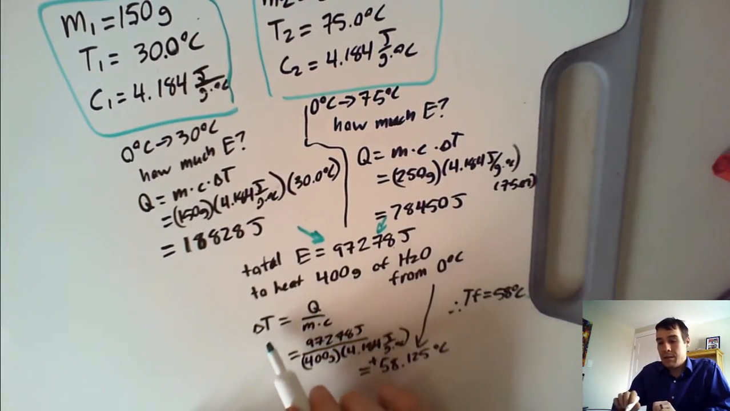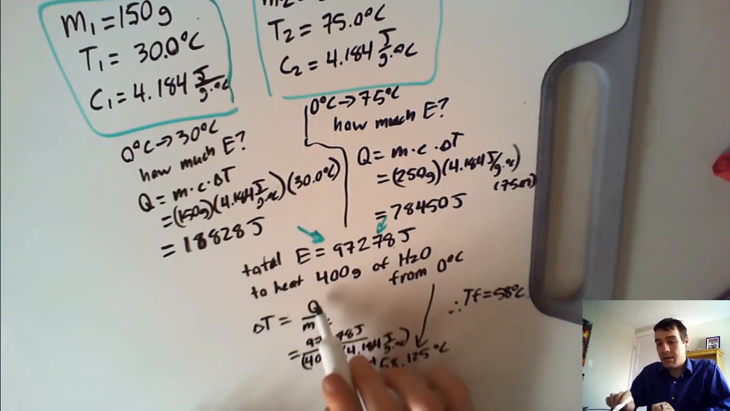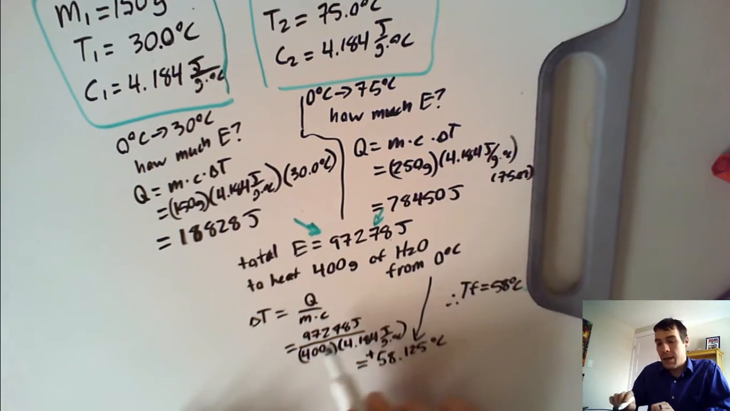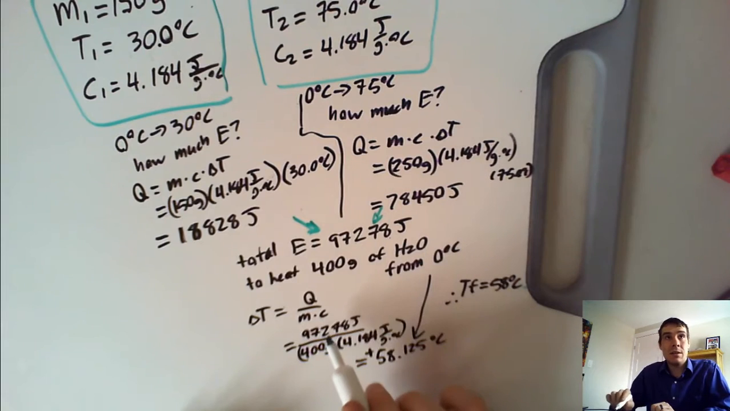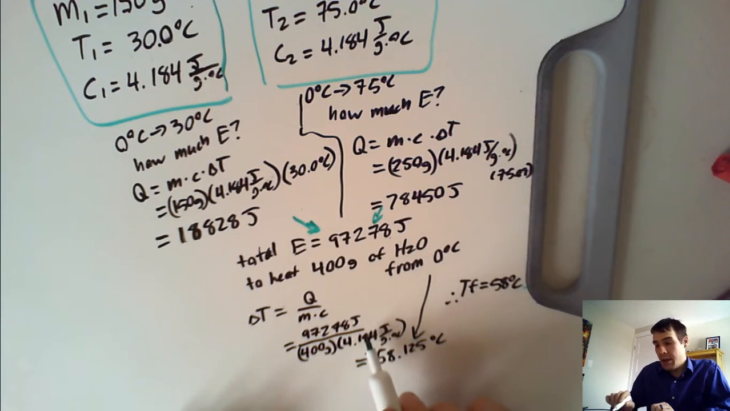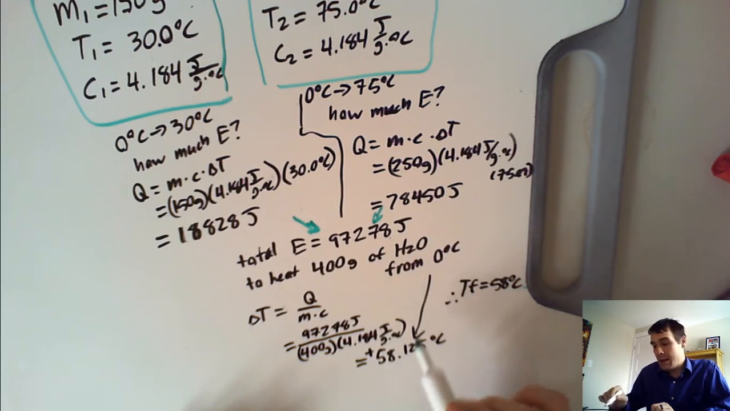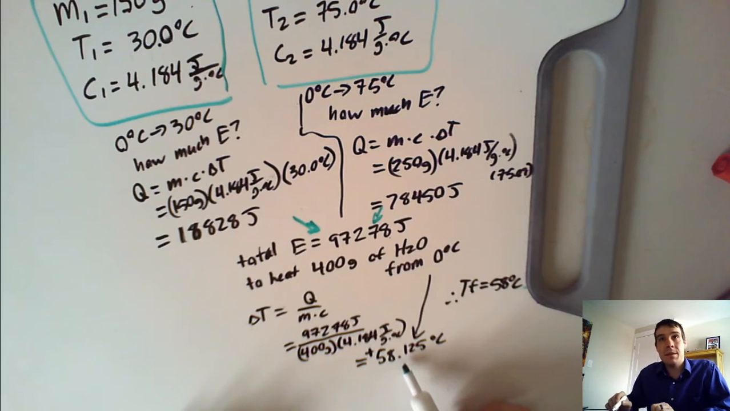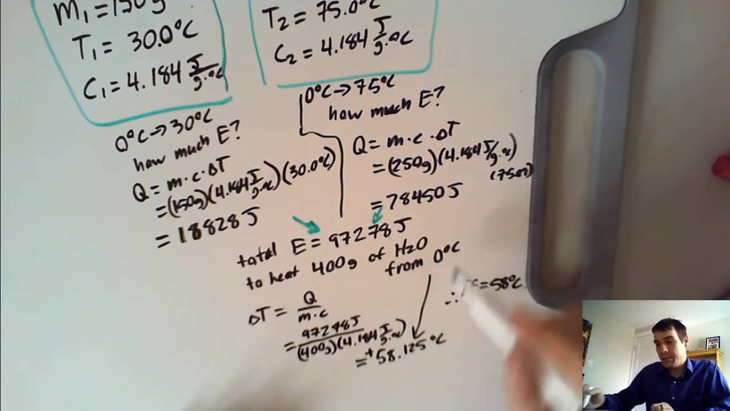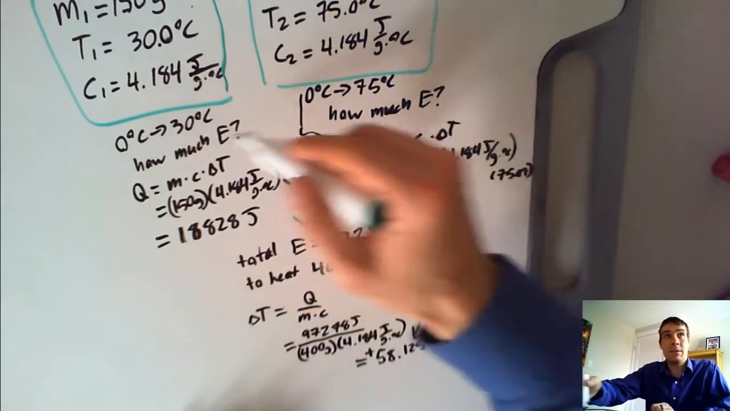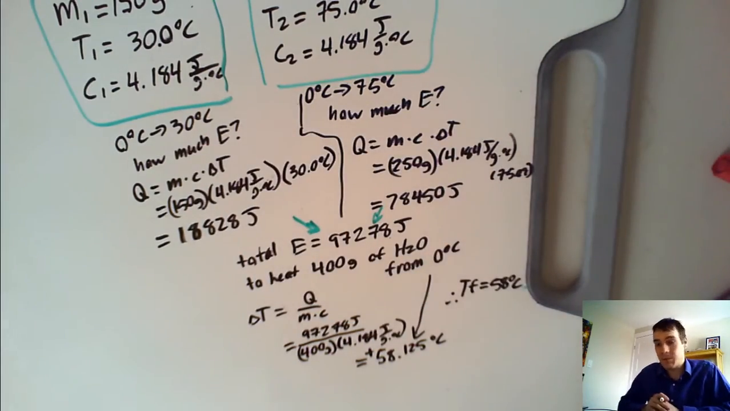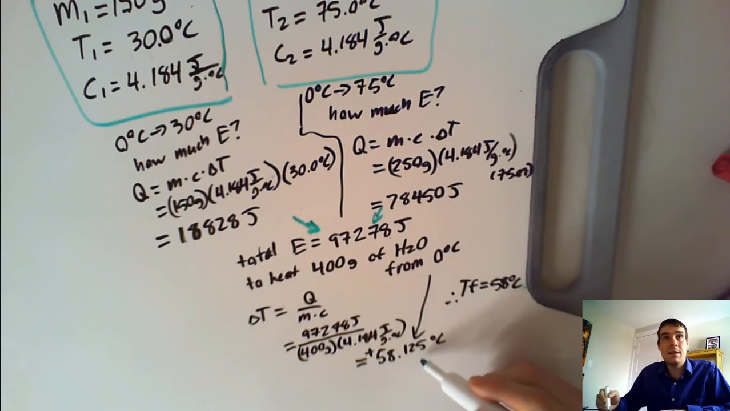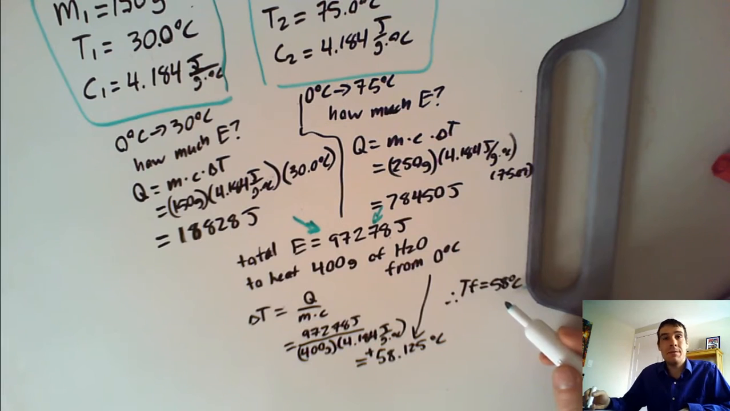Then rearrange Q equals mcΔT to get ΔT is Q over mc. Do that, and there's our total energy, the total amount of energy from 0. That's our total mass, and that's our heat capacity for the two of them together, because it's still just water, so it's the same heat capacity. That makes 58.125 degrees Celsius. Because both of them started at 0 degrees Celsius in our hypothetical physics world, the plus 58 degrees Celsius from 0 means our final temperature is 58 degrees Celsius.